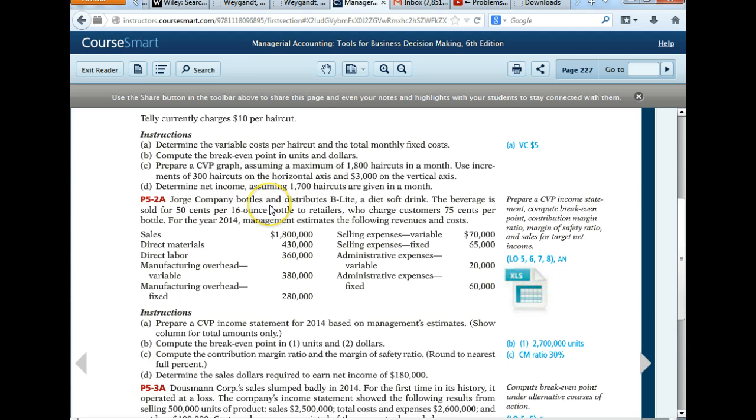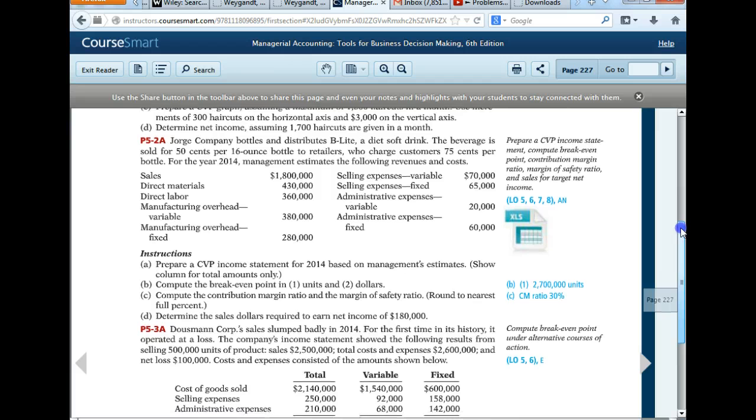George Company bottles and distributes Be Light, a diet soft drink. The beverage is sold for 50 cents per 16-ounce bottle to retailers, who charge customers 75 cents per bottle. For the year 2014, management estimates the following revenue and costs. So basically we've got the sales, the direct materials, direct labor, overhead that's variable, overhead that's fixed, the selling expenses that are variable and fixed, admin, variable and fixed.